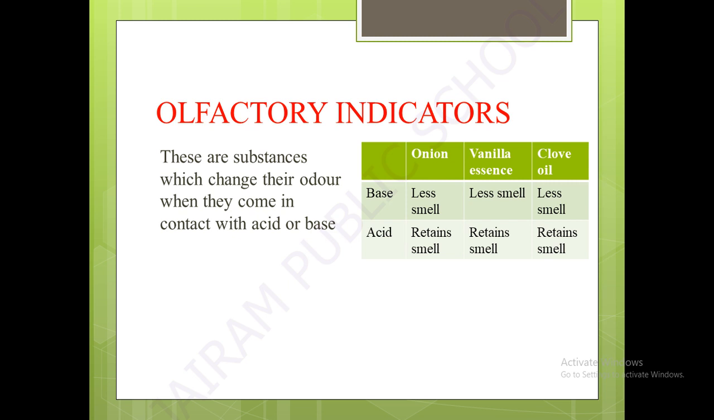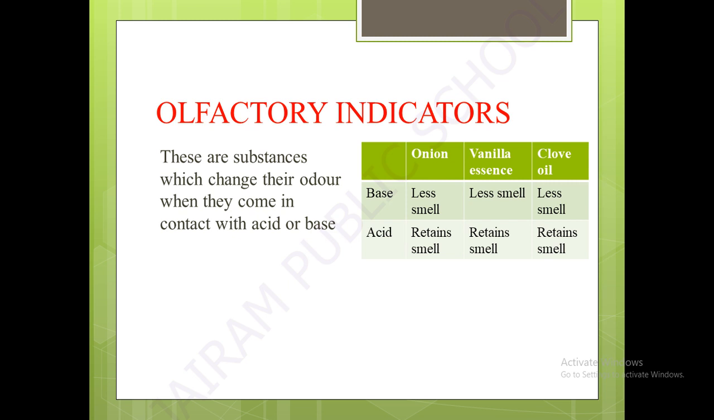So here, in olfactory indicators, with the help of odor, that is smell, we can tell whether a change occurs in an acid or base. We can define olfactory indicators as substances which change their odor when they come in contact with an acid or a base. So the smell will be changed. The best examples of olfactory indicators are onion, vanilla essence, and clove oil.